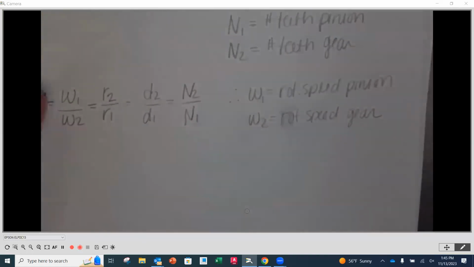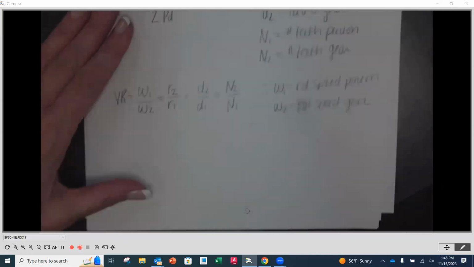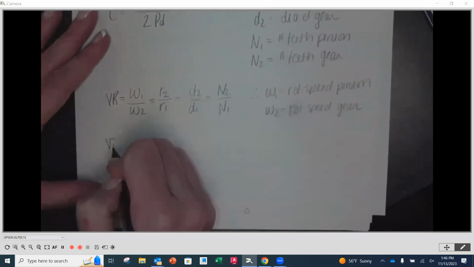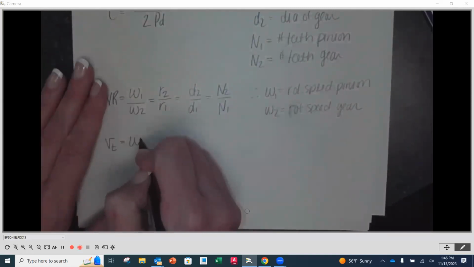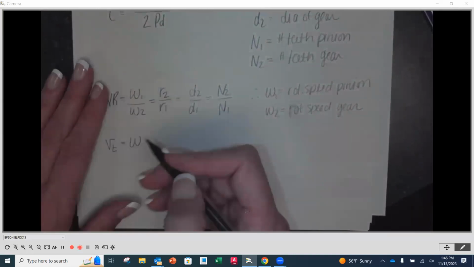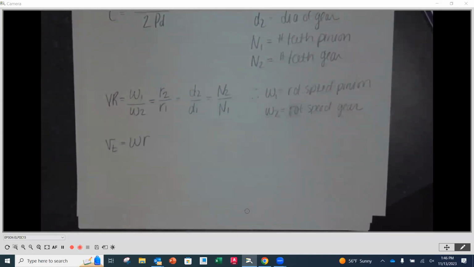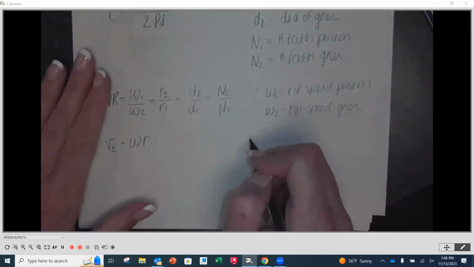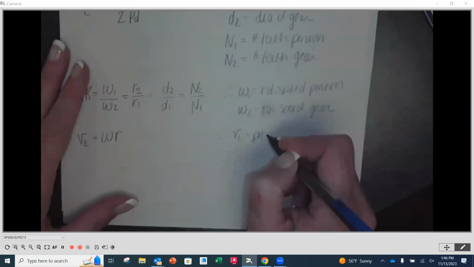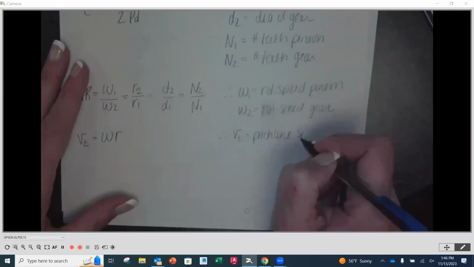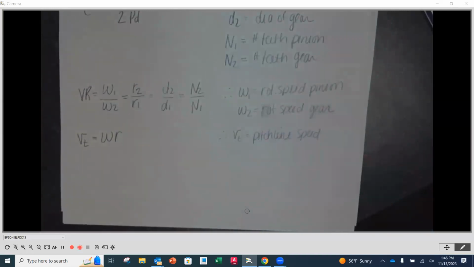Now, pitch line speed. We want to calculate that because you will be asked to do that a couple of times in some problems you'll be doing for me. Pitch line speed, or tangential velocity as it's often referred to, is equal to the rotational speed of the link times the radius of that link. So VT is pitch line speed.